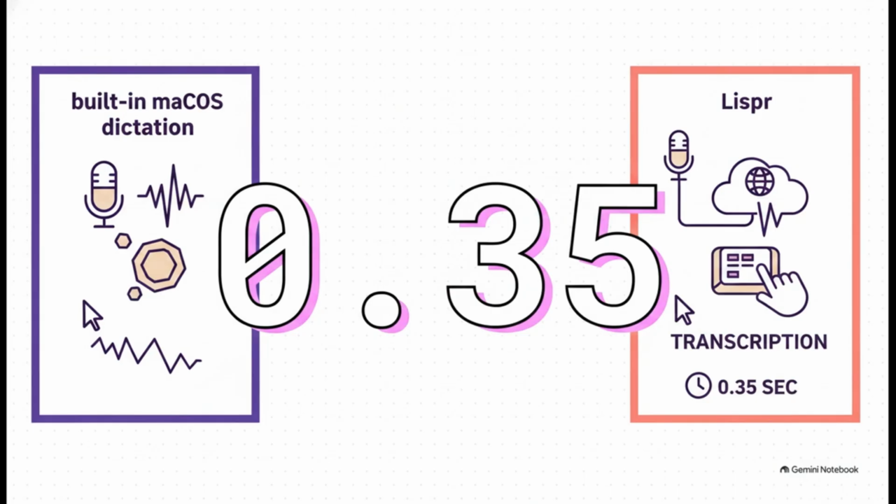So what exactly do you get for making that privacy trade-off? A third of a second. That is a massive performance benefit. Because Lispr is leveraging a dedicated cloud engine, it takes roughly 0.35 seconds to transcribe your phrase from the exact moment you let go of the key. The text appears almost instantly. There's no thinking spinner, no sitting around waiting for your system to catch up to your voice.